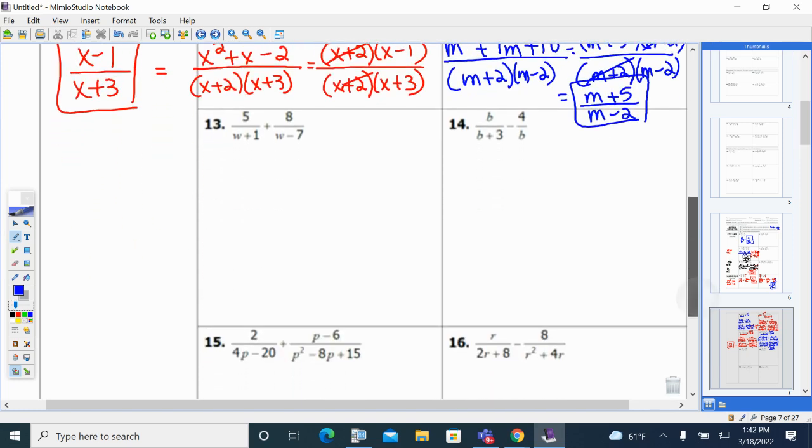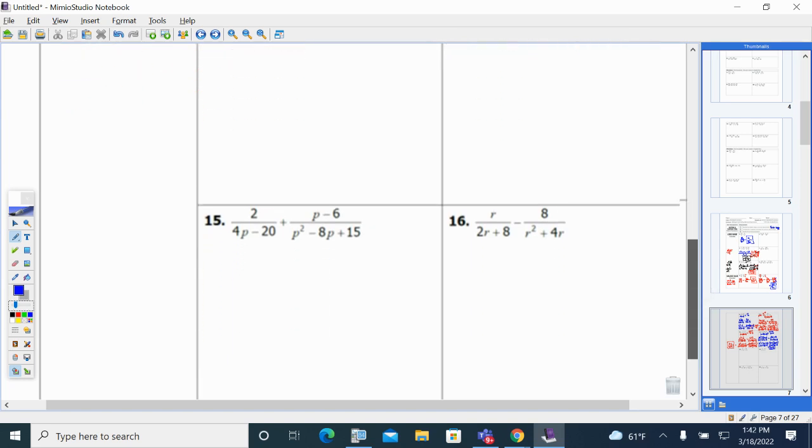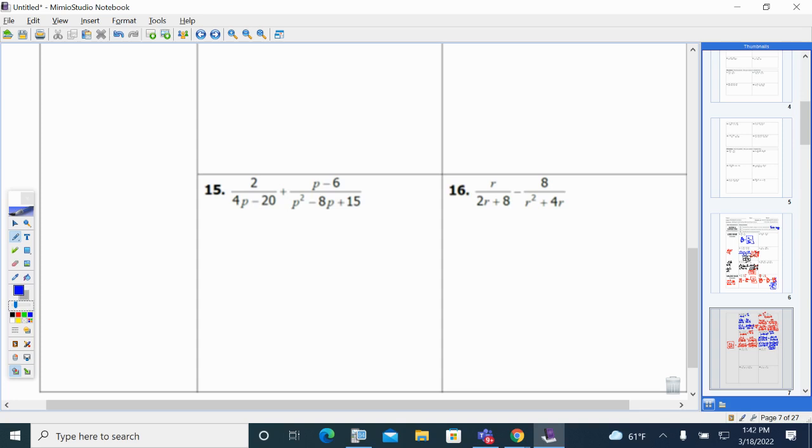I'd like to do a subtraction. So let's look at number 16. Number 16 has r over 2r plus 8 minus 8 over r squared plus 4r. So again, focus on the denominators. The left denominator is going to factor into 2 times r plus 4. There's a GCF there. And on the right, the GCF is r, and that leaves me with r plus 4.